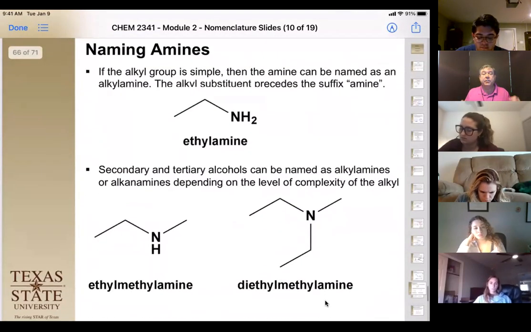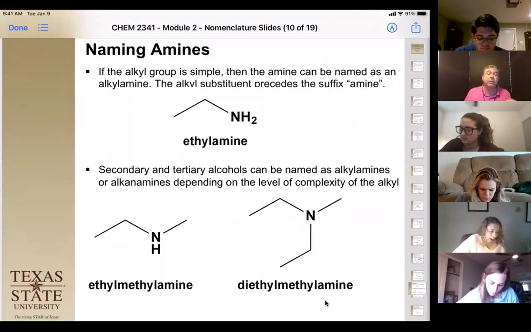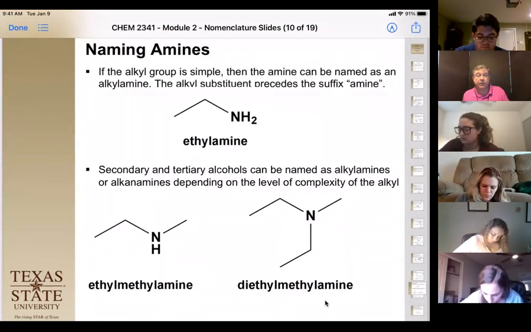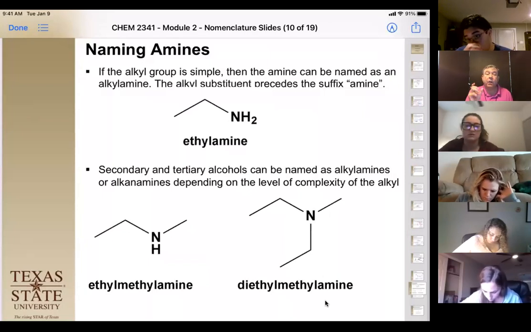So if it's just an alkyl group, like a butyl group or a propyl group, you can name it simply with the group and add amine to the end. So ethylamine, propylamine, etc. Okay. So the fact that there's only one substituent on there indicates it's a primary amine.